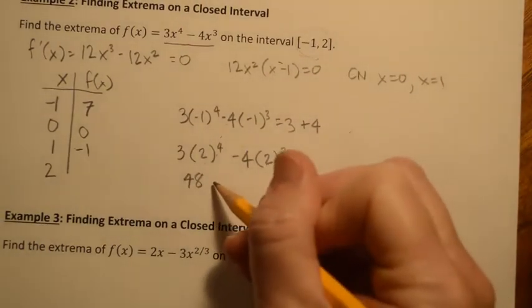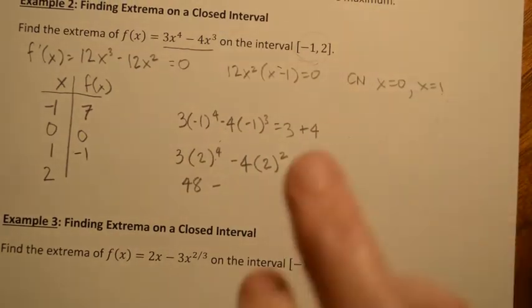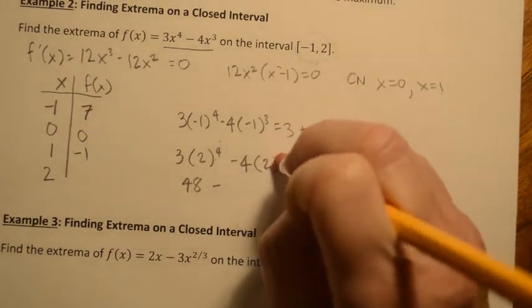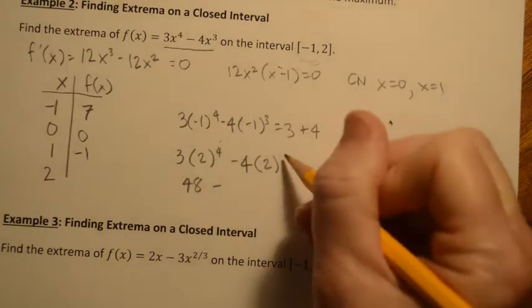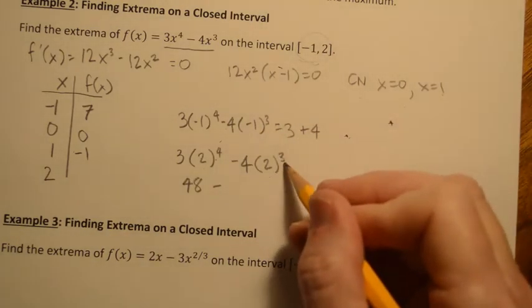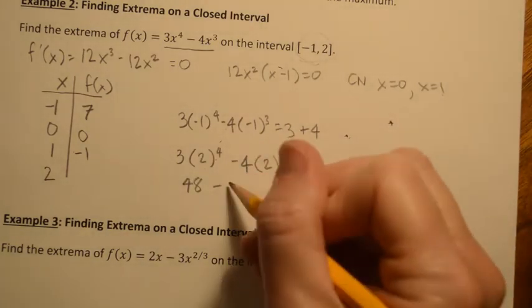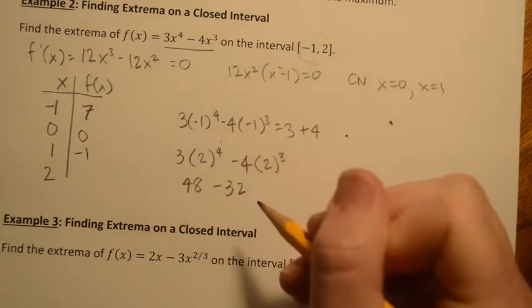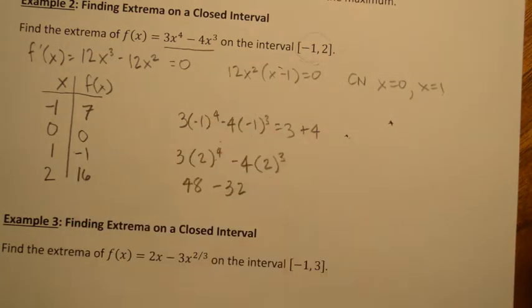And then minus, whoops, sorry, this should be a 3. I think I said 3, but wrote 2. If not, sorry about that. All right, so 2 to the third is 8. 8 times 4 is 32. So we've got 48 minus 32, which gives us 16.